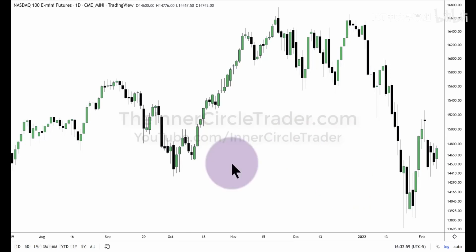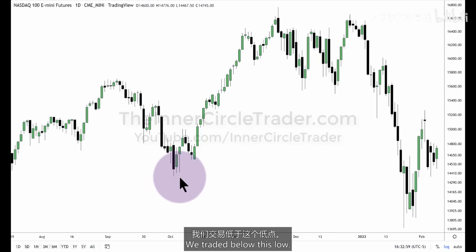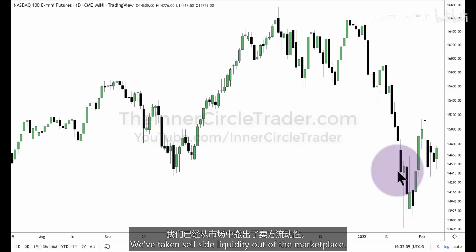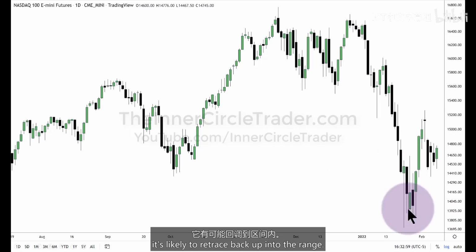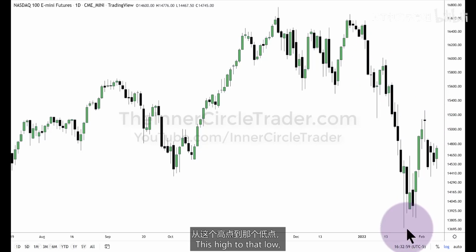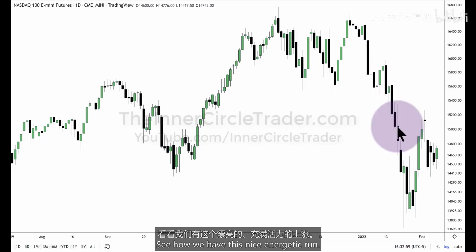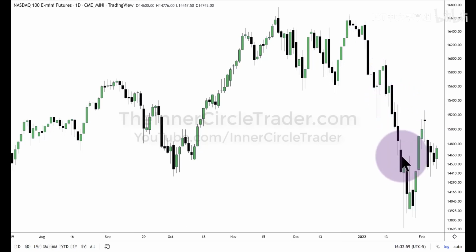But think about what's happened on the daily chart. We traded below this low. We've taken sell-side liquidity out of the marketplace. So with that, it's likely to retrace back up into the range. What's the range? This high to that low. But look closer. See how we have this nice energetic run? Look how many down closed candles we have here. 1, 2, 3, 4. A lot of movement there.